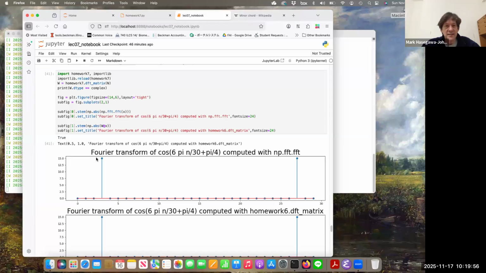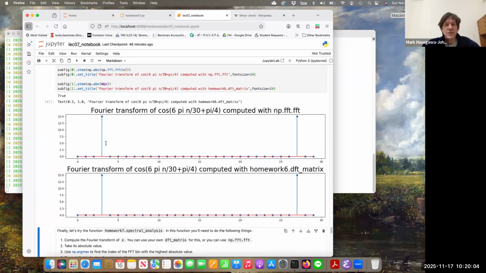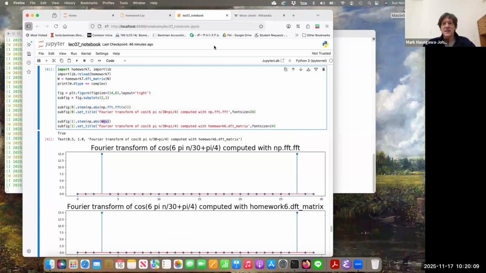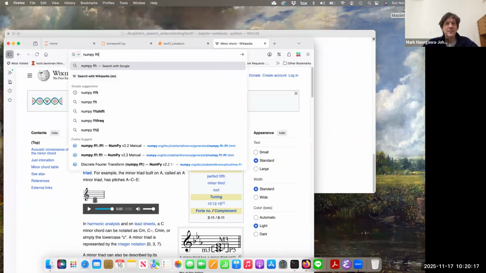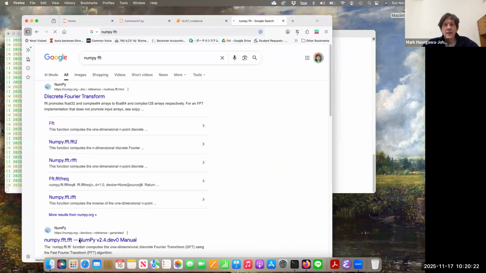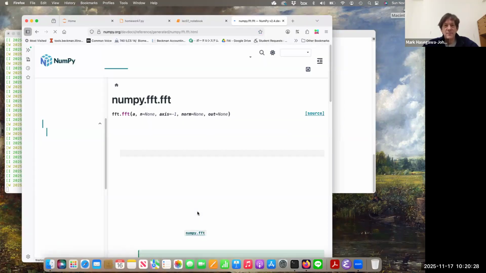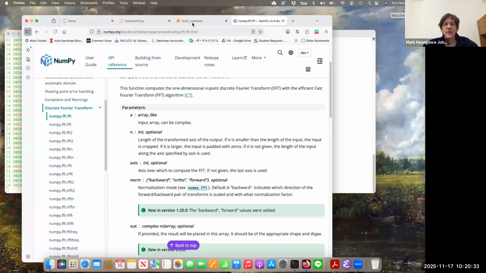If it's a cosine, then it has a frequency of exactly 3 hertz. I've done this in 2 different ways, by the way. I've multiplied W times x, and I've also done it using the FFT. And from now on, mostly we will use the FFT. Let's look up FFT, NumPy FFT. NumPy FFT computes exactly the W matrix times the x vector. And so it computes exactly the output.